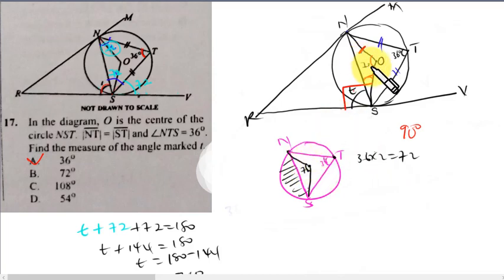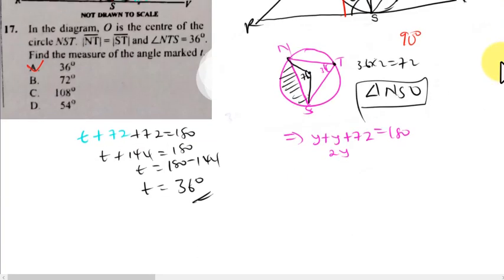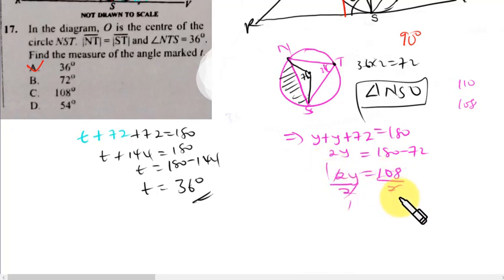And if here is 72 degrees, triangle NSO, this triangle is isosceles because these are equal. So the sum of the interior angles of a triangle is 180. So if we say here is y, then here too will be y. So that means 2y plus 72 also gives 180. So we have 2y to be equal to, let us subtract 72 from both sides. So 2y equals 108, and we divide both sides by 2.